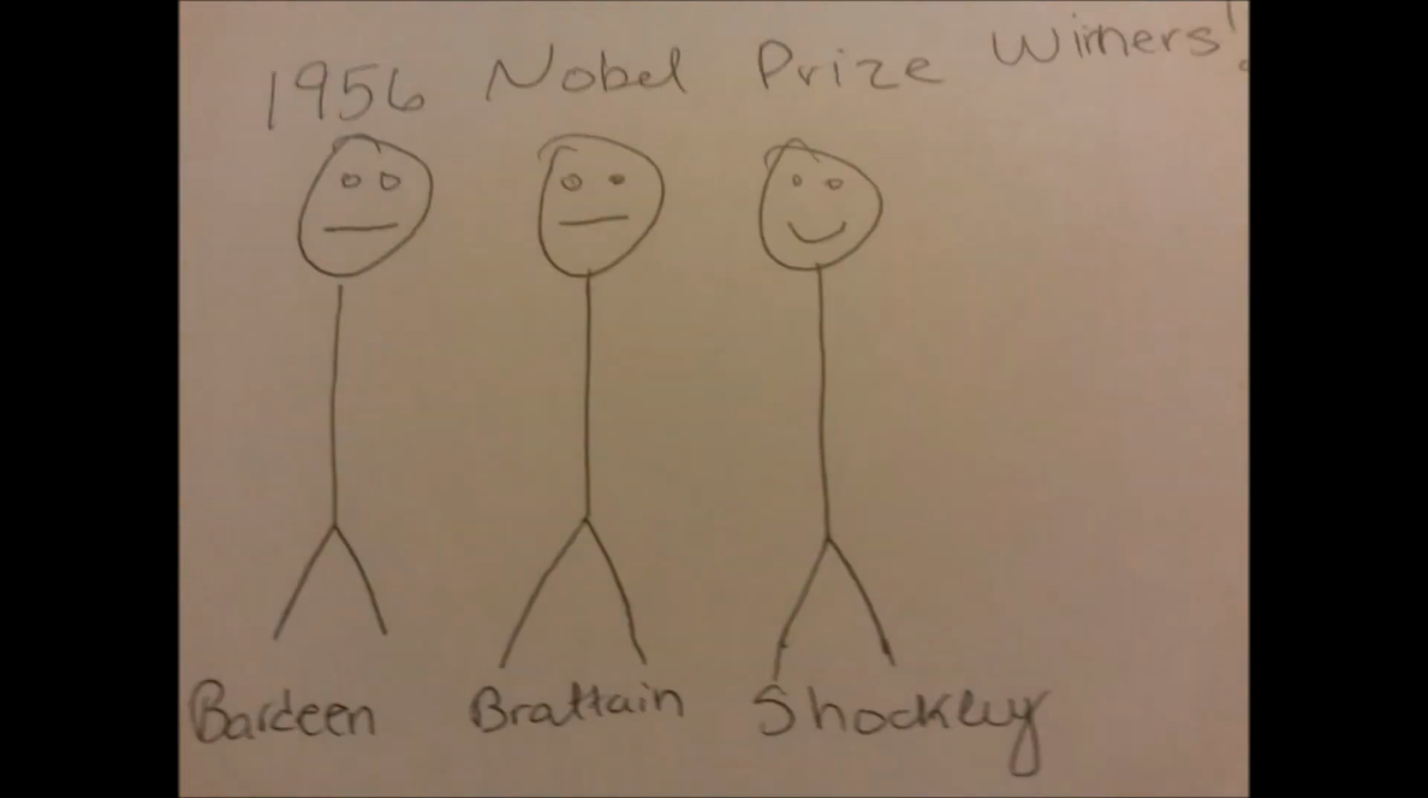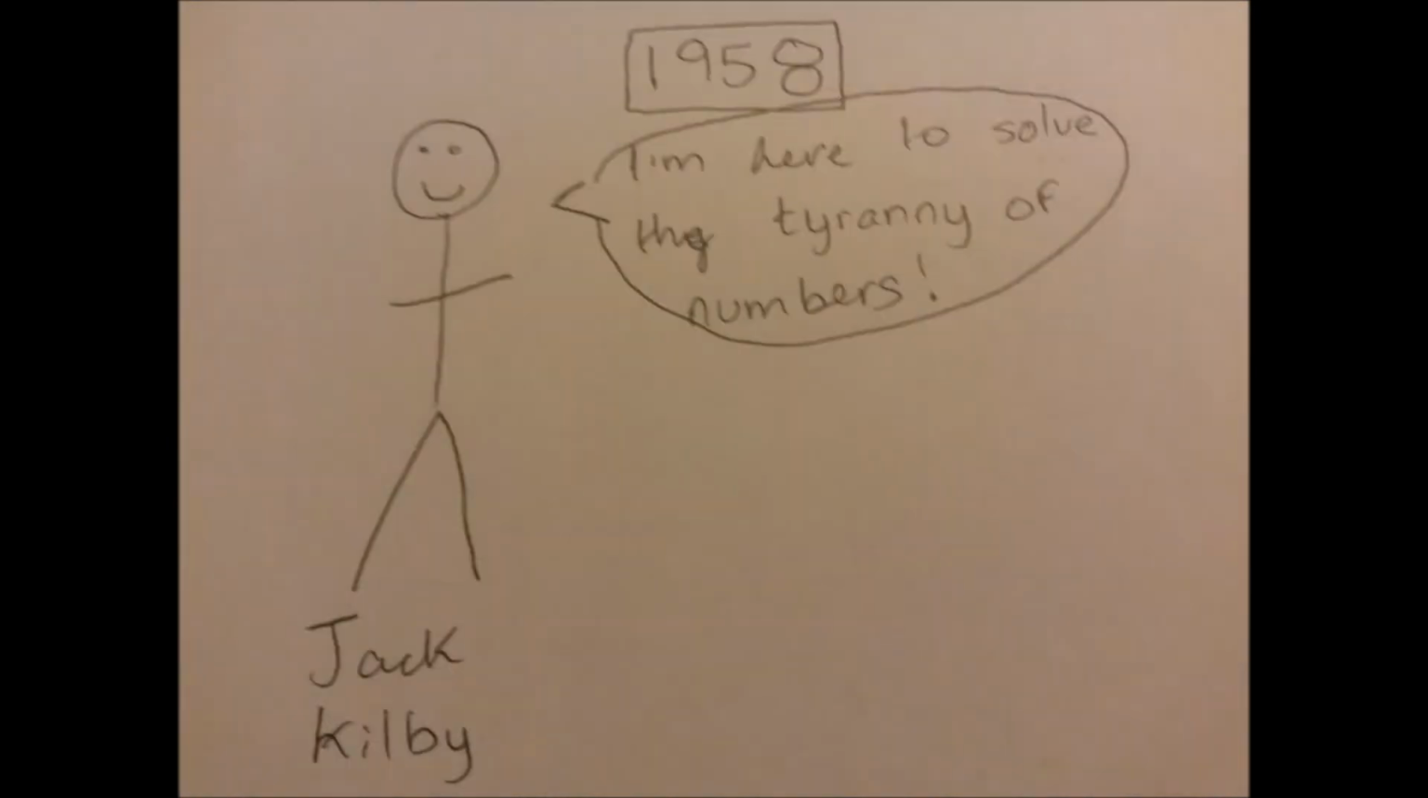Bardeen, Brattain, and Shockley ended up winning the Nobel Prize in 1956 for the germanium semiconductor. In 1958, Jack Kilby was hired by Texas Instruments to help them solve a problem known as the tyranny of numbers. Since computers needed a lot of silicon transistors in their circuits, TI had mainly women solder all the silicon parts together. But if one of the wires in the circuit broke, the whole circuit stopped working.